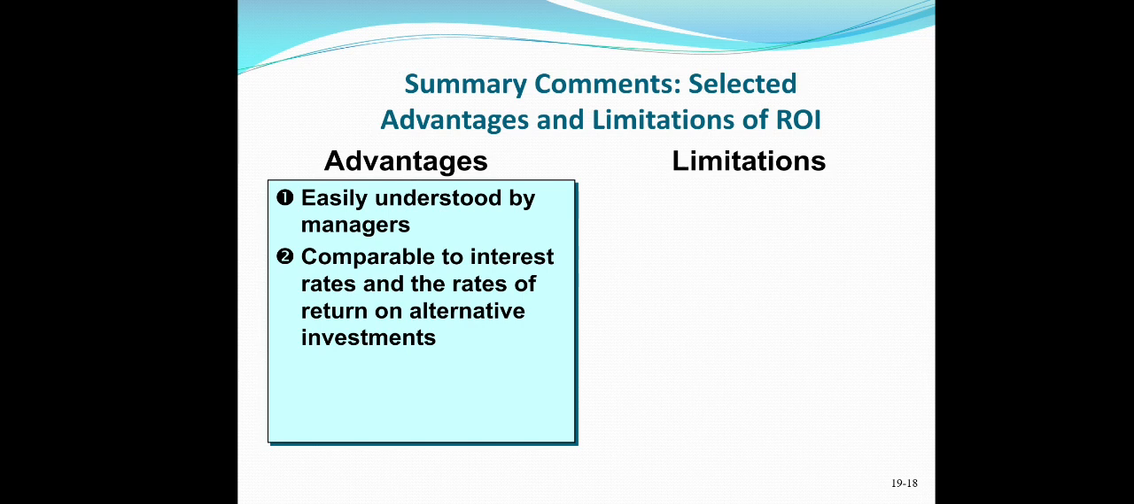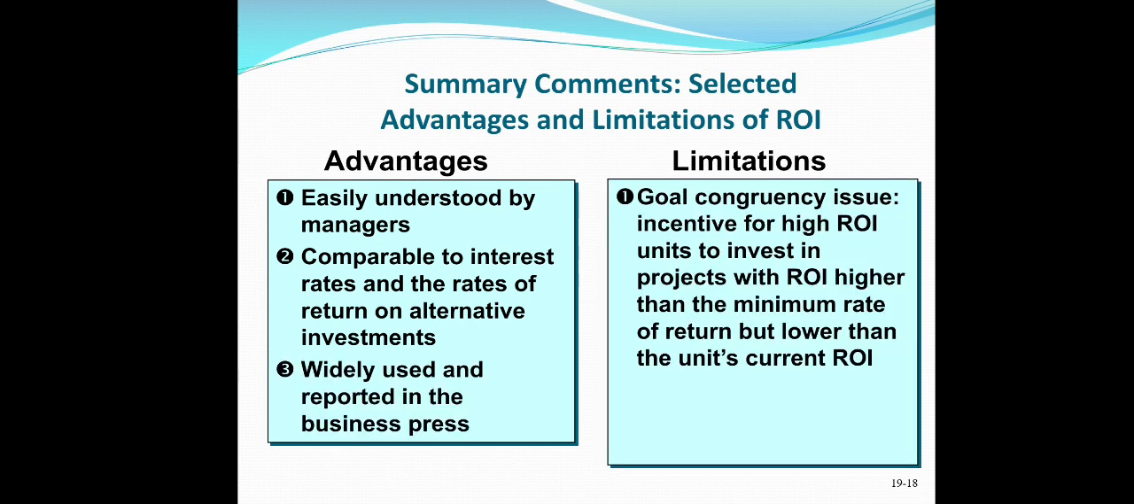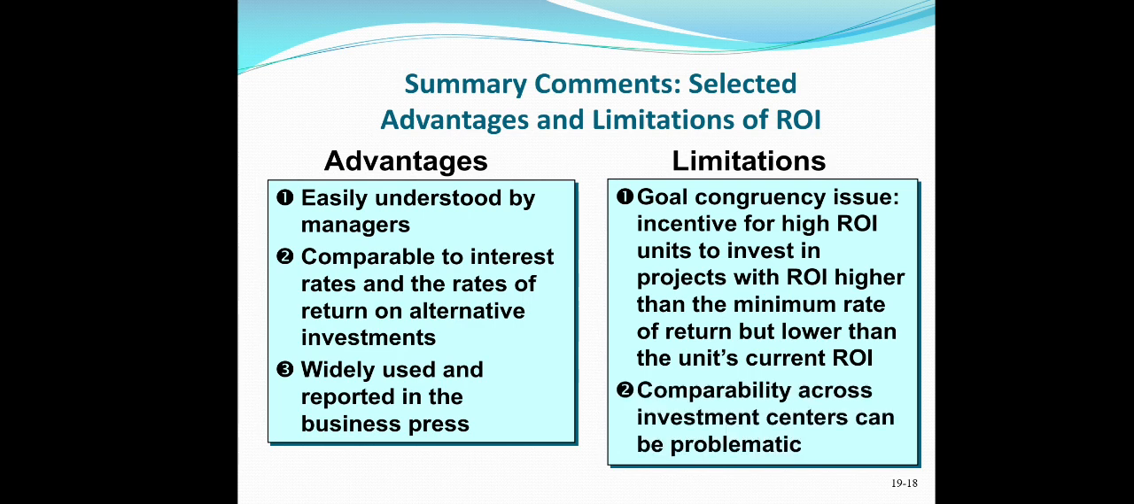Okay, this is the summary about the advantages and disadvantages or limitations of ROI. I have explained all. Hopefully you can follow. So this is the summary. There are three main advantages of ROI. First, easily understood by managers. Second, in the blue box on the left side of the slide, comparable to interest rate and the rates of return on alternative investments. Number three, widely used and reported in the business press.